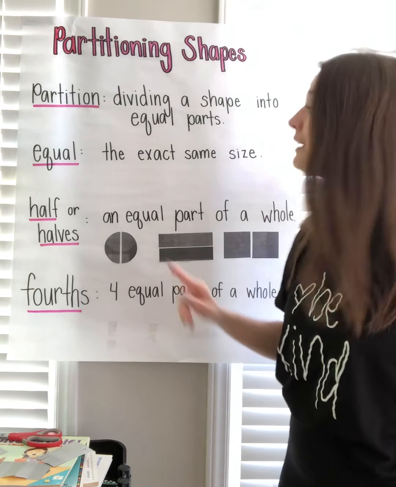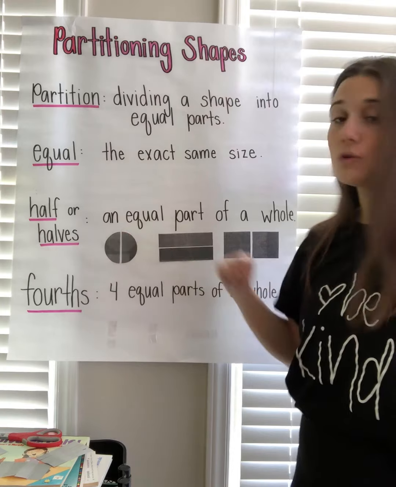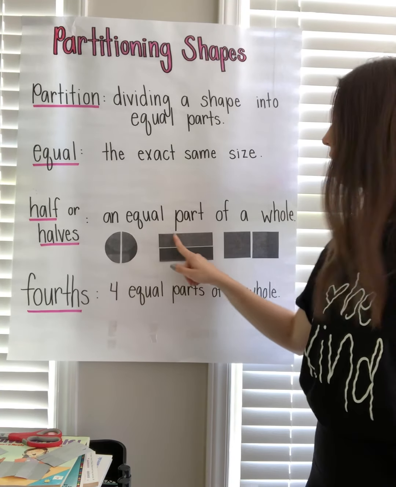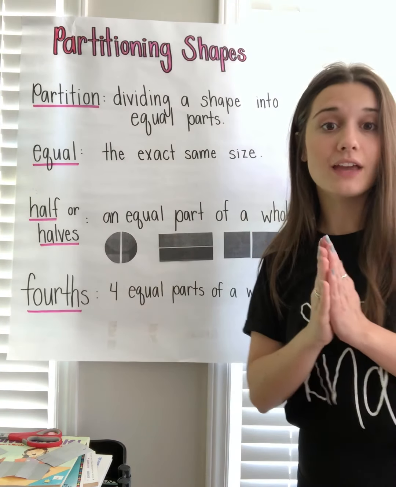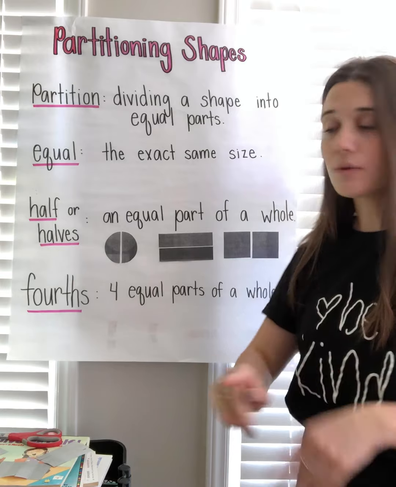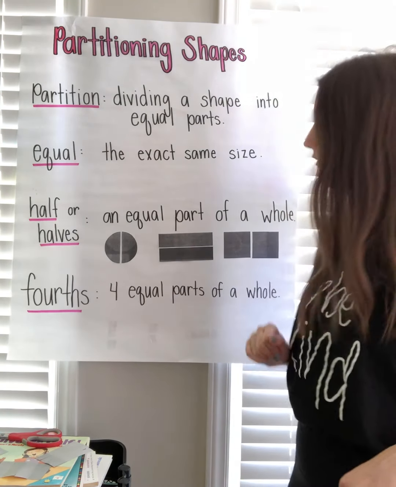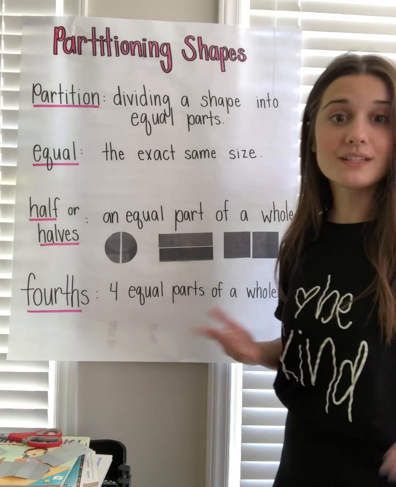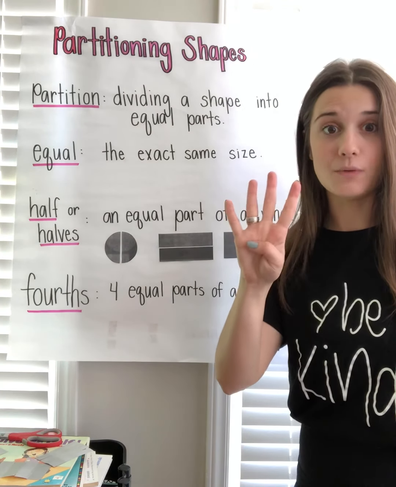So we have to make sure that they are in equal parts and they are the exact same size. Now we've talked about half or halves, and that is when we create two equal parts of a whole. So we have two halves that go together to make a whole. But today we're going to be talking about fourths. Now say it with me, fourths. Fourths means that there are four equal parts of a whole. So instead of having two like we do with our halves, we're going to have four equal parts.